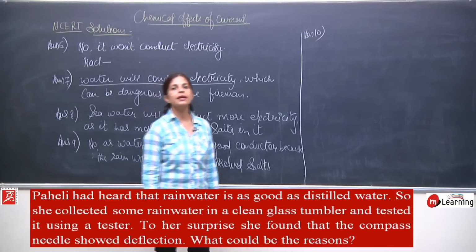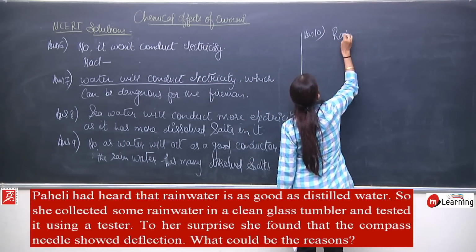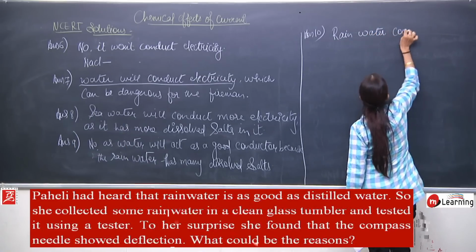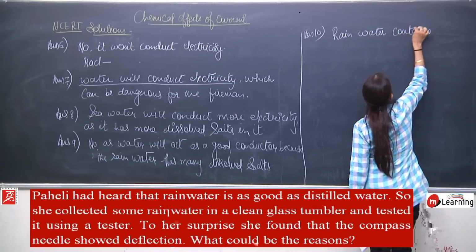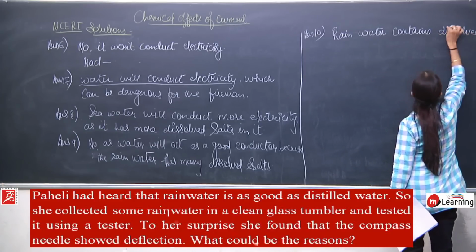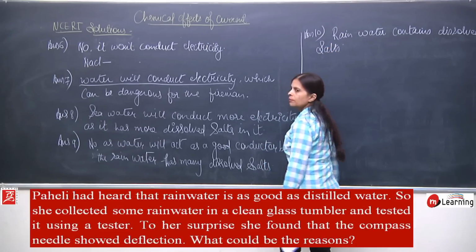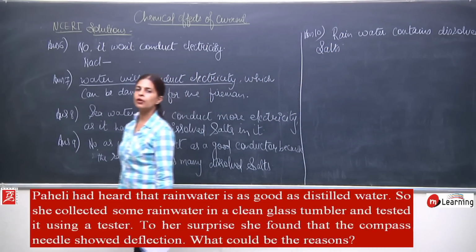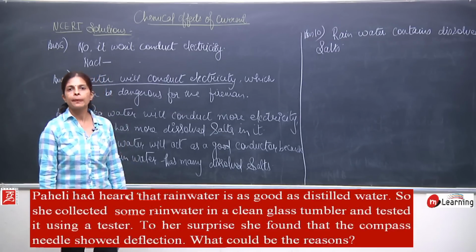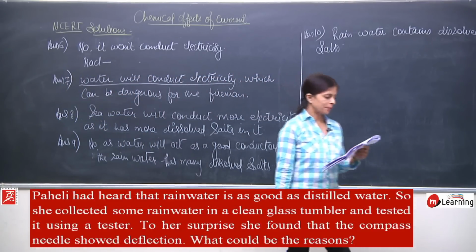Just now we have discussed that rainwater contains dissolved salts. Yes, rainwater contains dissolved salt. And so please complete this, that as the dissolved salts are present in the rainwater, it will act as a good conductor and the test will be positive.